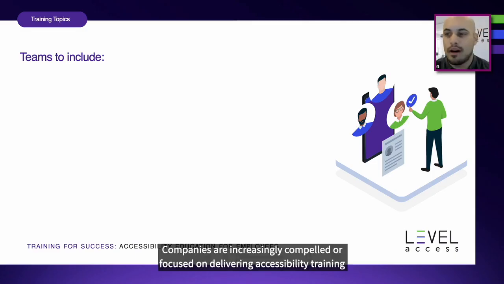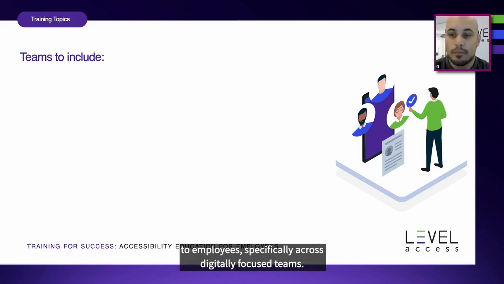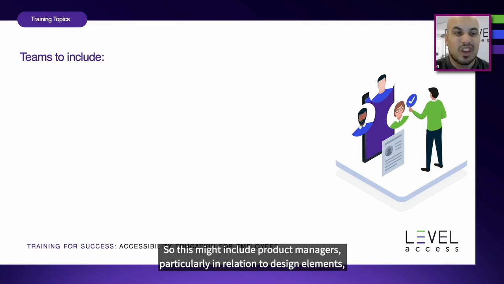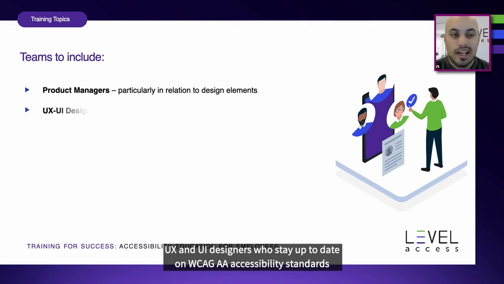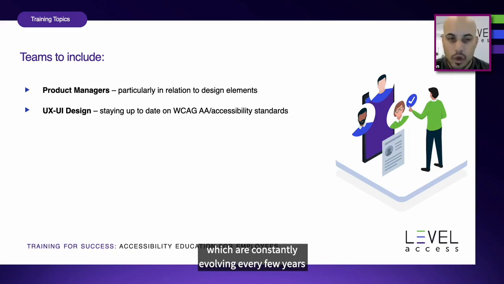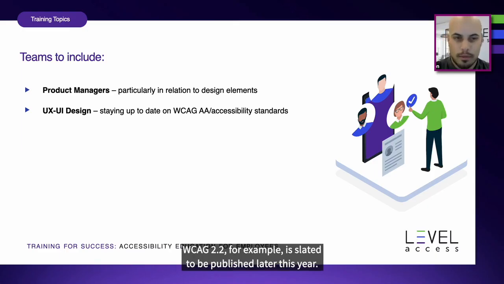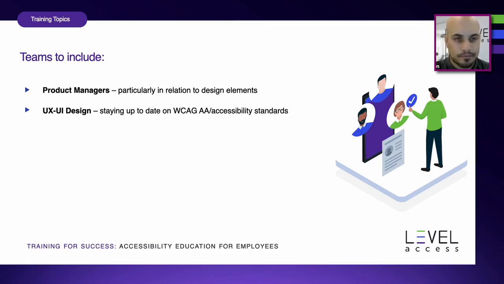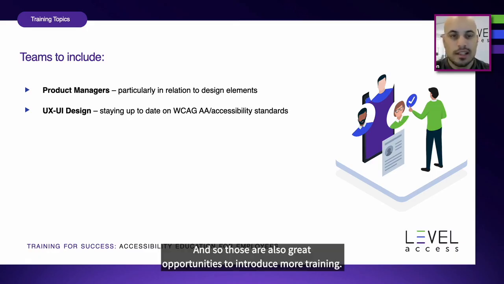Companies are increasingly compelled or focused on delivering accessibility training to employees, specifically across digitally focused teams. So this might include product managers, particularly in relation to design elements, UX and UI designers who should stay up to date on WCAG AA accessibility standards, which are constantly evolving every few years. We tend to get additional success criteria. WCAG 2.2, for example, is slated to be published later this year. And so those are also great opportunities to introduce more training.